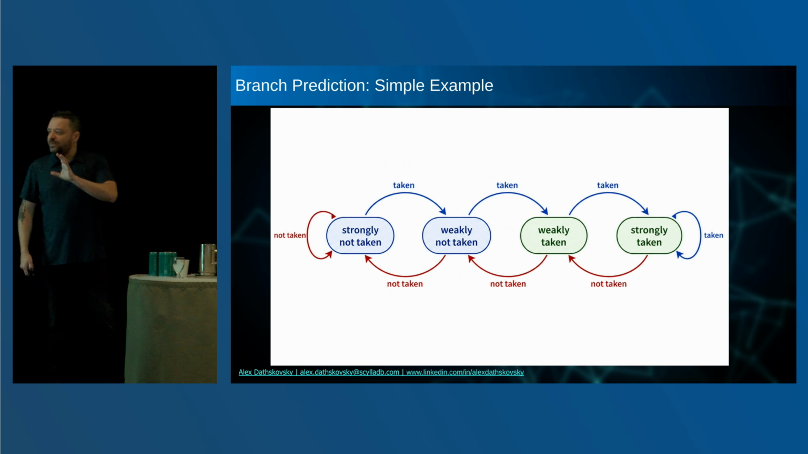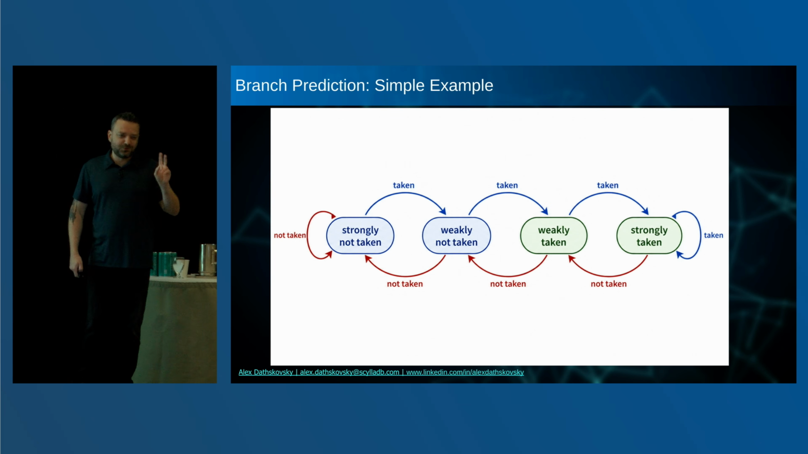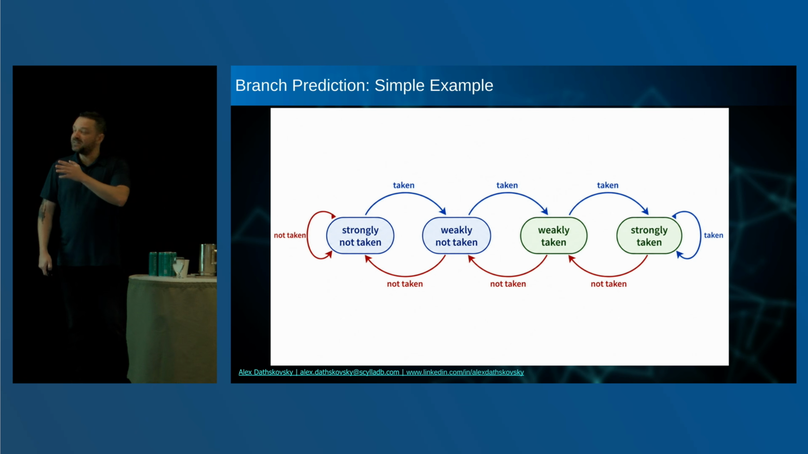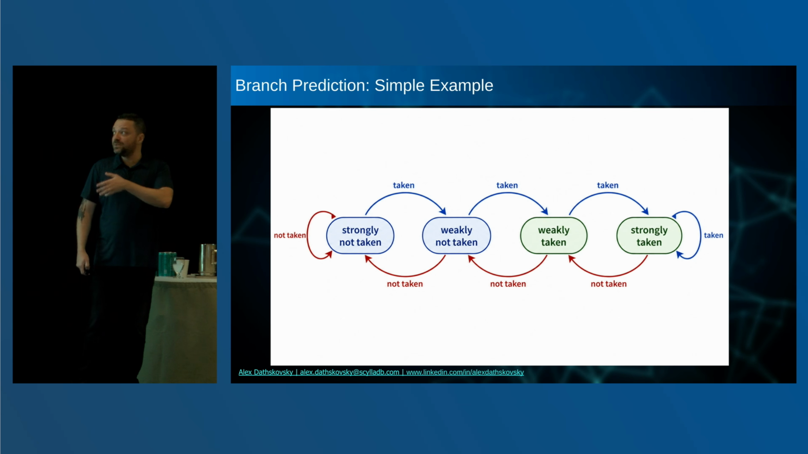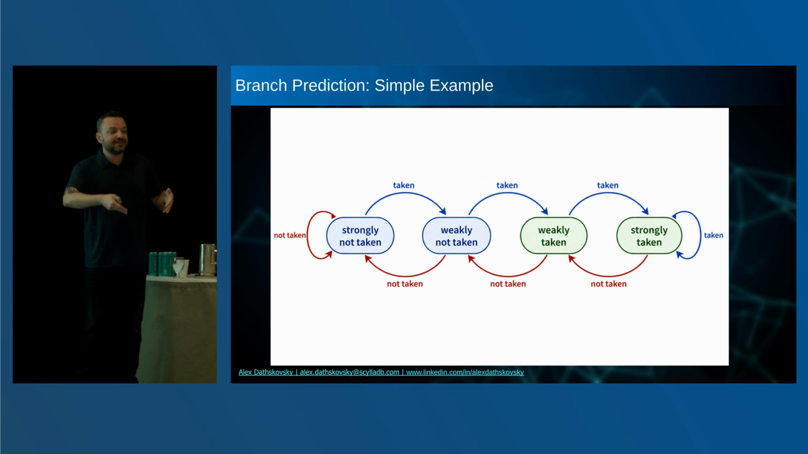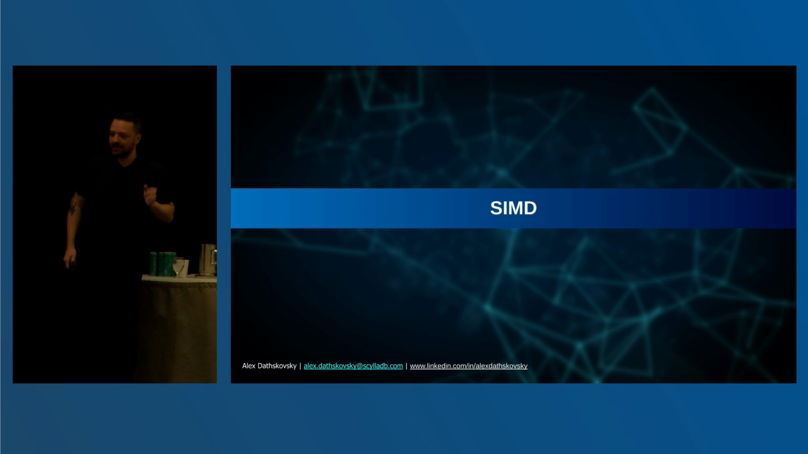This is a very simple example of a branch predictor with 2 bits. This is one of the first branch predictors that was actually used in CPUs. It starts with strongly not taken, and then it has a state machine that works out whether this branch needs to be taken or not.